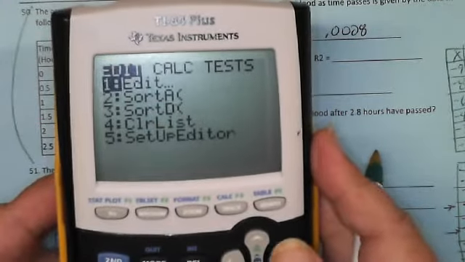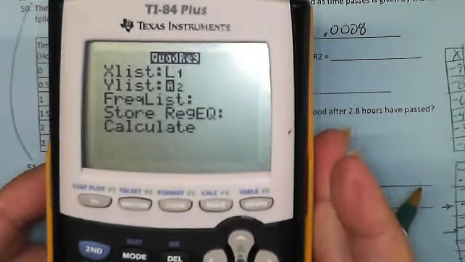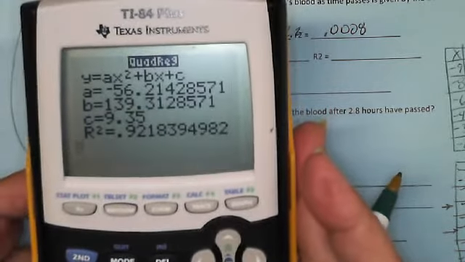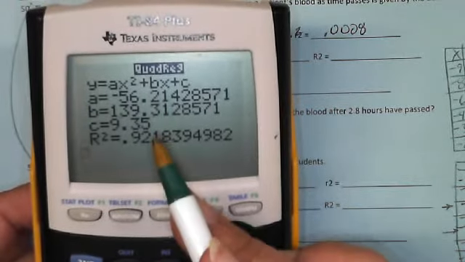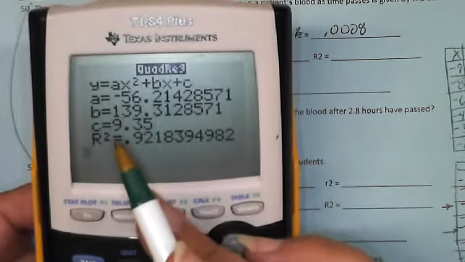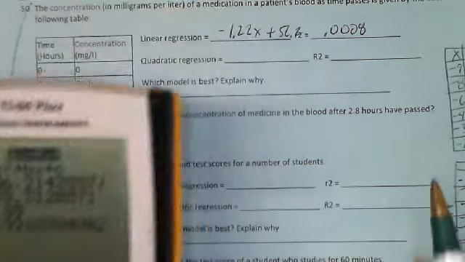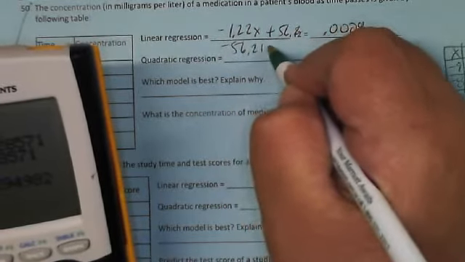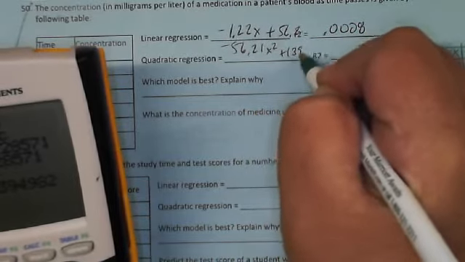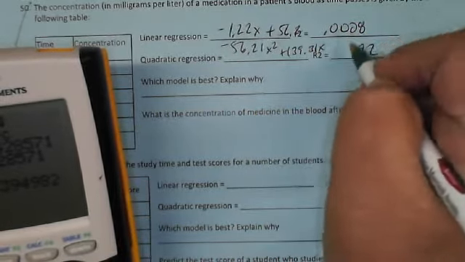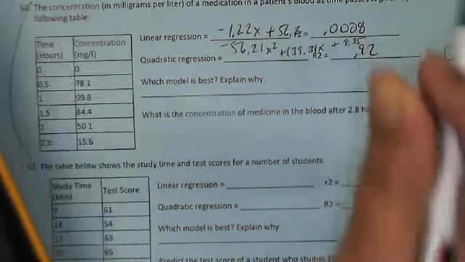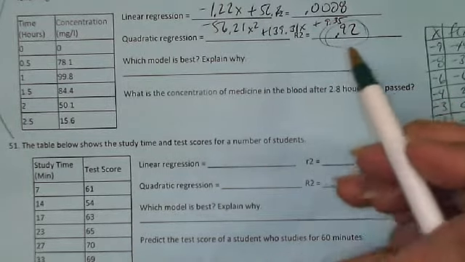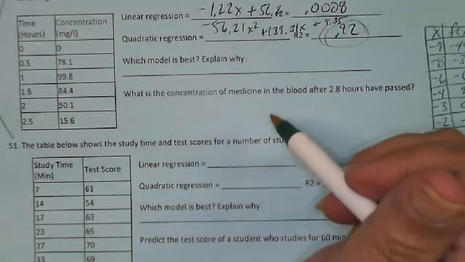So we're going to go back to stat, scoot to calc, and choose number 5. And you can see that that is much better. We've got a -56.2, 139.31, a 9.35, and 0.92 is your R2 value. That is the winner. So -56.21 plus 139.31 plus 9.35. Alright, and the one that's best is the one with the bigger R2 value. You want it as close to 1 or 100% as possible.